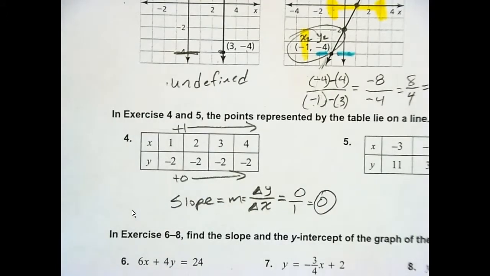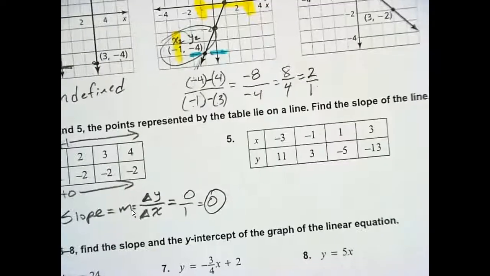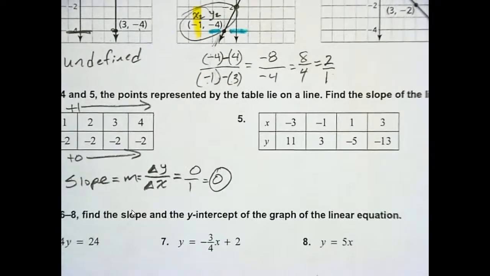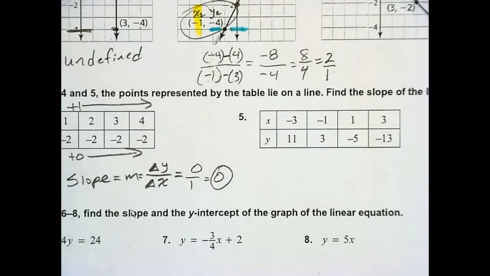Okay, you're not one. I don't want your number. All right, I want you to find the rate of change for number 5, please. They tell you the slopes lie on the line, so we should be able to find a rate of change. All right, tell your neighbor what you got. Positive 2 or negative 8.